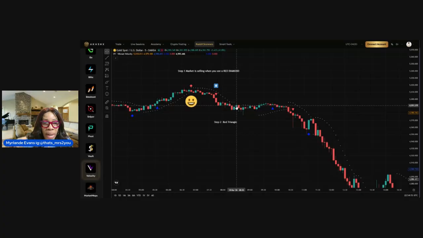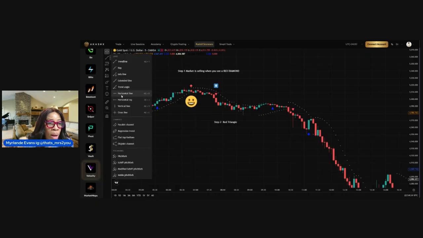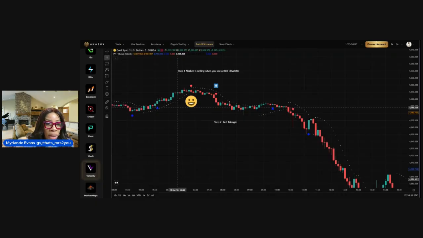These dots let us know that, yep, the market is either pushing down or pushing up. So again, remember I said step 1, we want to see whether the market is buying or selling. So I see my diamond, red diamond. I see my red triangle. Now I want to see one of these dots on top to let me know that it's going to push the market down. And yep, lo and behold, there is a dot right here. So I'm going to draw a vertical line so you guys can clearly see where that dot appeared. And I'm going to make it red because we're in a sell.